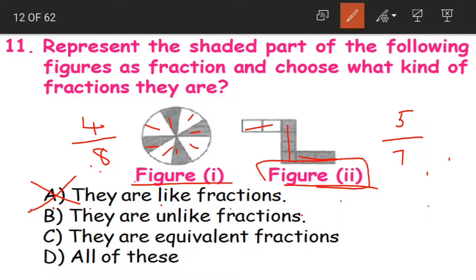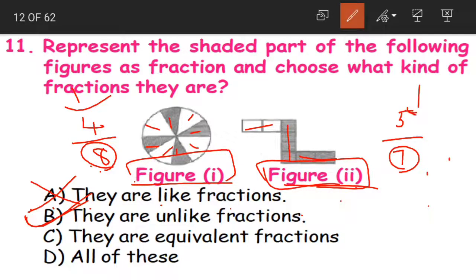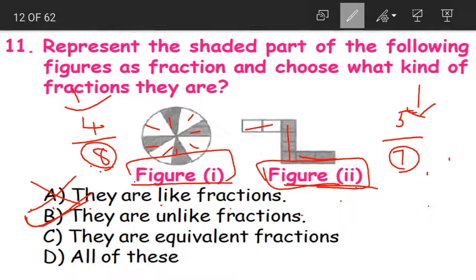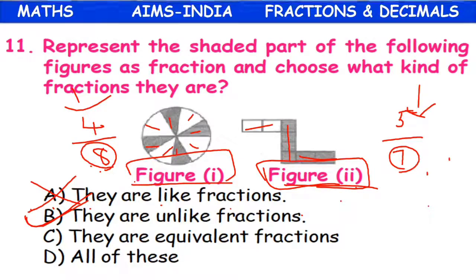Next, coming to option B, they are unlike fractions. Now are these two unlike fractions? Yes, because both the denominators are different. So option B becomes our correct answer. What can we say about the given two figures, children? The fractions are unlike fractions. Why are they unlike? Because they do not have the same denominator.